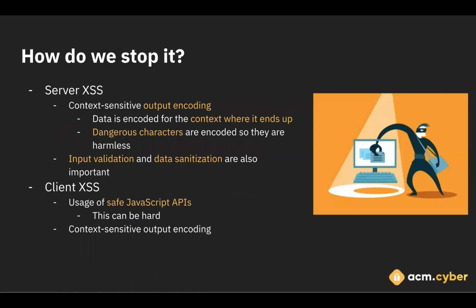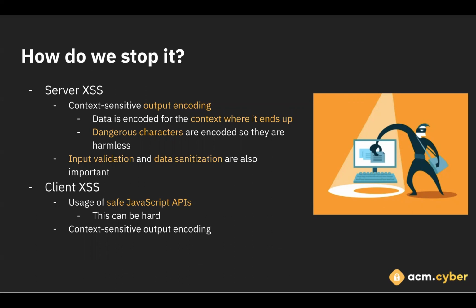As with all kinds of injection, it often has to do with input validation and never trusting user input with much of anything. So the main thing is context sensitive output encoding. It's where data is encoded for the actual context where it ends up. So we escape all kinds of dangerous characters. We encode them differently. We really need to make sure that all these things as user input can't be used as code anywhere, irrespective of our initial intent for where that input's going. Input validation and data sanitization are also important, but mainly that context sensitive output encoding is what's going to stop it ultimately. Client XSS, largely the same.